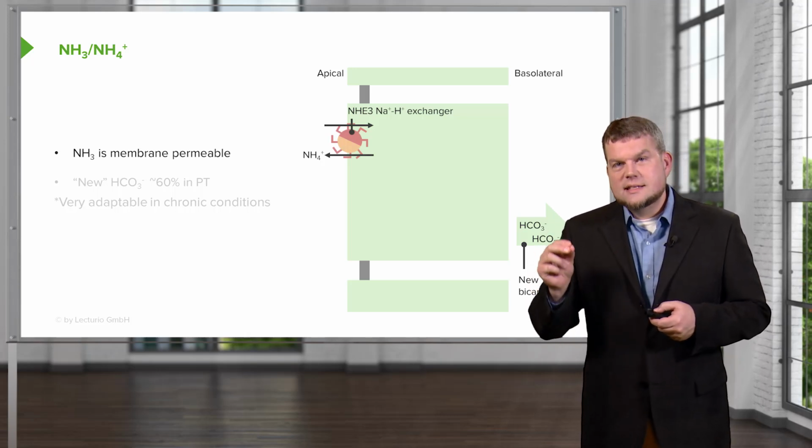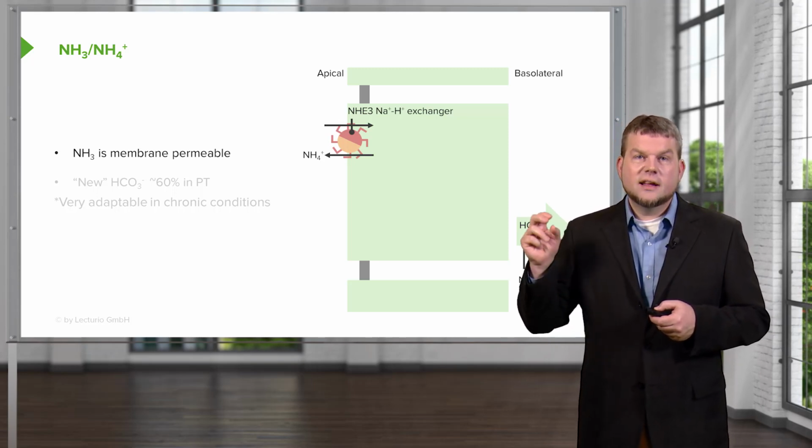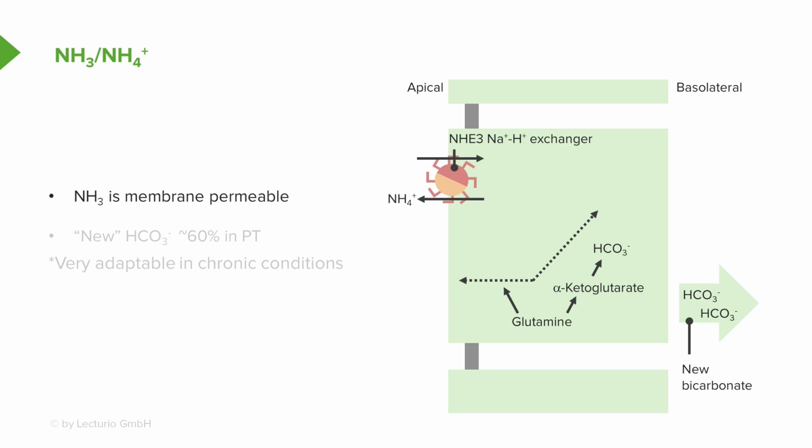You utilize the same kinds of mechanisms, this sodium hydrogen ion exchanger, and what you'll do is you'll pump some of the NH4 out through this exchanger. Where does that come from? It comes from metabolism. The NH4 comes from metabolism. A little bit of NH3 is formed as part of this reaction involving alpha-ketoglutarate.